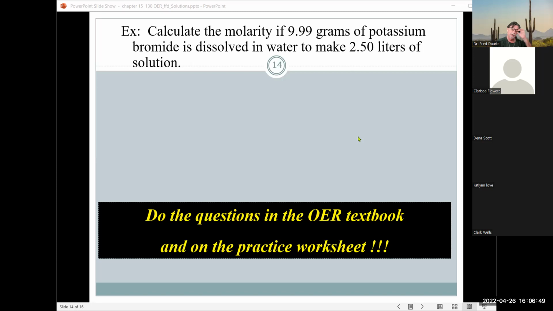Calculate the molarity if 9.99 grams of potassium bromide is dissolved in water. Okay, now, what I need to do is first determine the formula for potassium bromide, because without knowing the correct formula, I will not know the correct molar mass. I need to know the molar mass. Why? Because I'm given 9.9 grams of potassium bromide, and I need to calculate the molarity, which tells me I need to calculate the moles of potassium bromide. So first things first, I've got to write the formula.